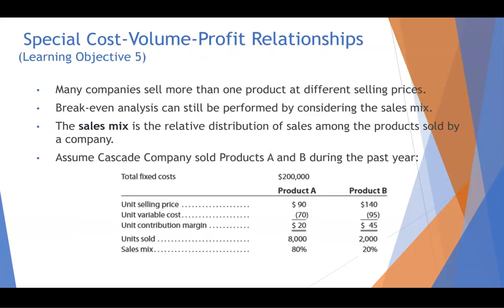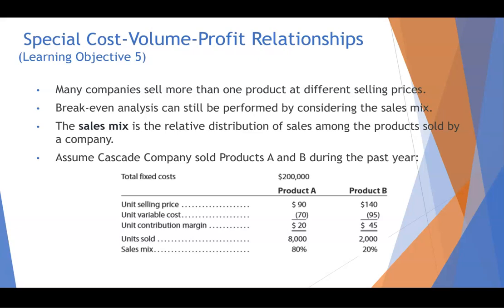Many companies sell more than just one product at a different selling price. Break even can be used by considering sales mixes. That sales mix is really a relative distribution of sales among the products sold by a company. Here we've got Cengage Company that has two different products that are being sold.